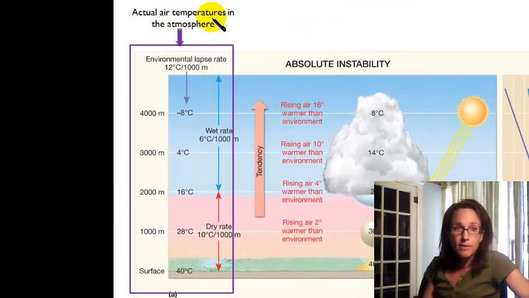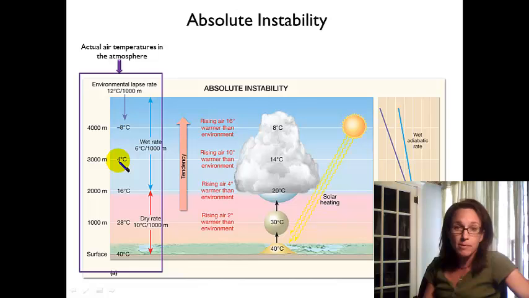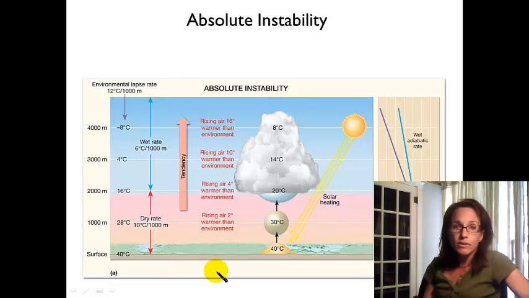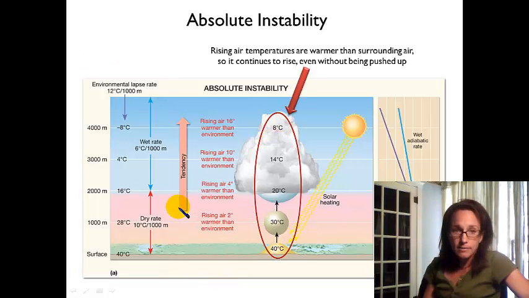Okay? So let's look at our next condition, and that is absolute instability. So again, here's our actual environmental lapse rate, and this time our environmental lapse rate is higher. It's 12 degrees Celsius per 1,000 meters. That means the air is cooling really rapidly as we go up. And now we'll look at our rising air mass, rising at the dry adiabatic rate and then the wet adiabatic rate, which are both lower rates than the environmental lapse rate.